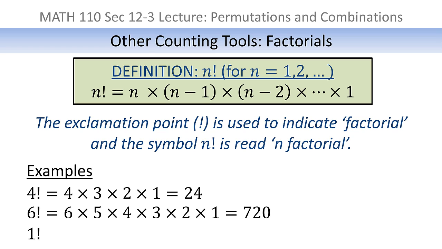Now 1 factorial, you're counting down, you get to 1, but when you write 1 down, you're done. So 1 factorial is 1.